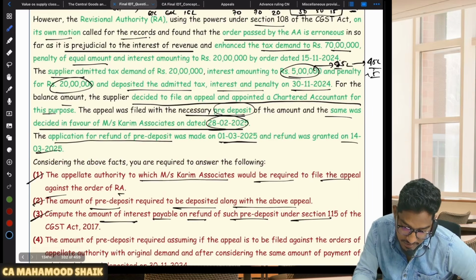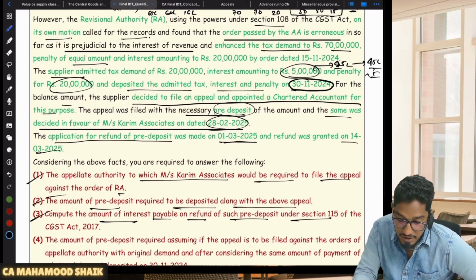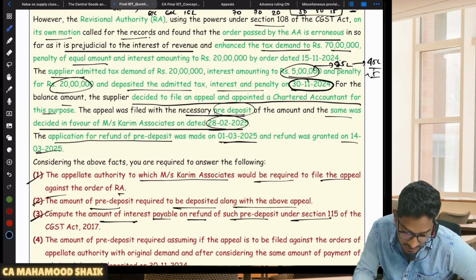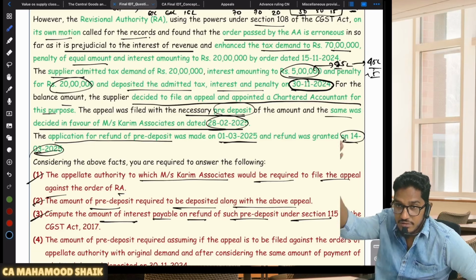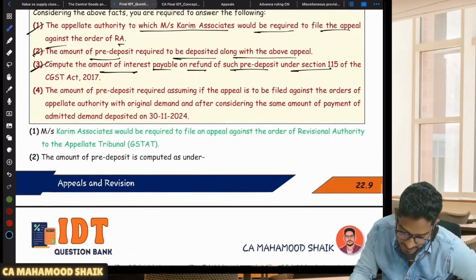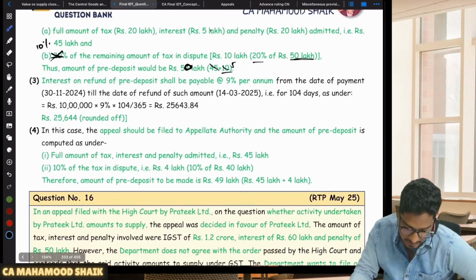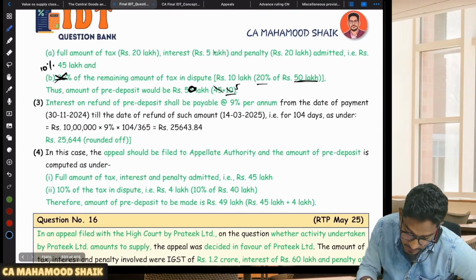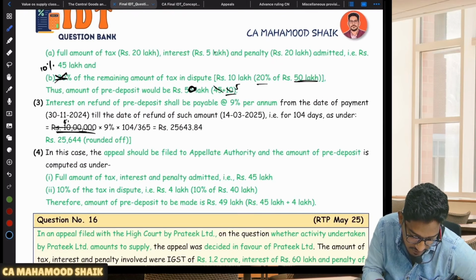When he made the pre-deposit, they are saying he made it on 30th of November 2024. He was refunded on 14th of March. From the date of deposit till the date of refund, you will be paid interest or not? Yes, you will be paid interest. At the rate of what? 9%. So here also the amount of pre-deposit is 5 lakh rupees only, not 20%. 5 lakhs you have to consider.